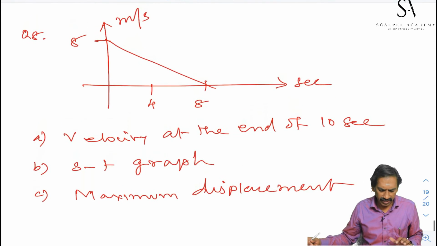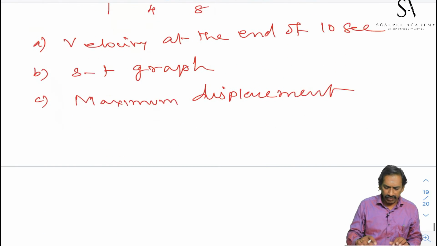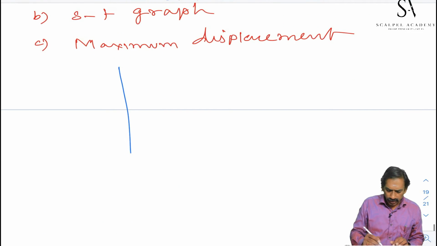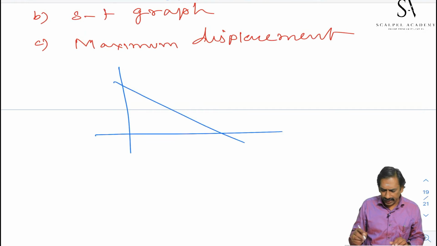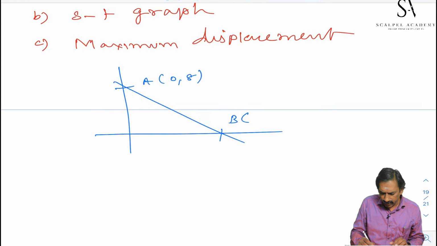Look at the VT graph. This graph, that straight line makes an angle more than 90 degree with the x-axis. Slope is negative. First of all, I calculate the acceleration. I draw the graph once again. I want to find acceleration. This point is A, coordinate is 0, 8. This point is B, coordinate is 8, 0.